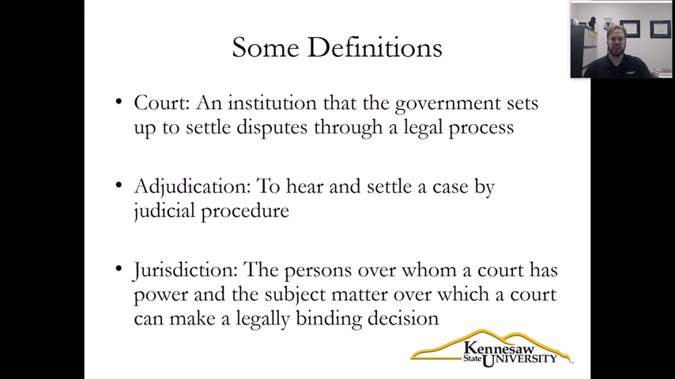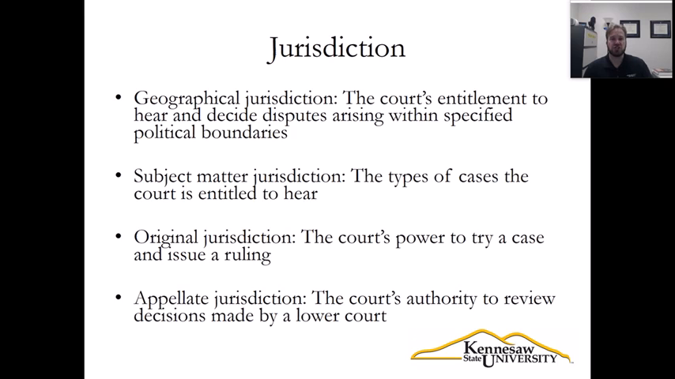And they adjudicate things. So adjudication is to hear and settle a case by judicial procedure. They will follow this procedure, and then the judge or the jury will make a decision. And so then there is an issue of jurisdiction. And jurisdiction is the persons over whom the court has power, and the subject matter over which a court can legally make a binding decision. So there are different types of jurisdiction. We're going to talk a little bit about that just to give you guys a good foundation on that.